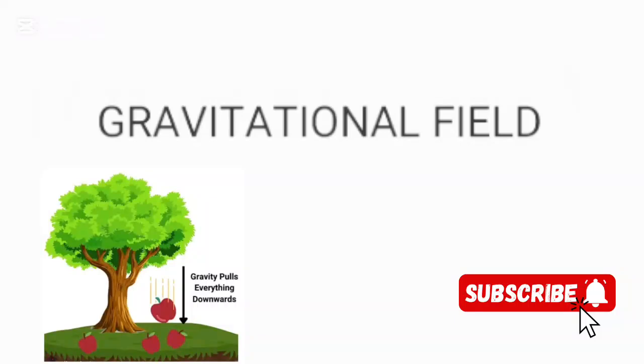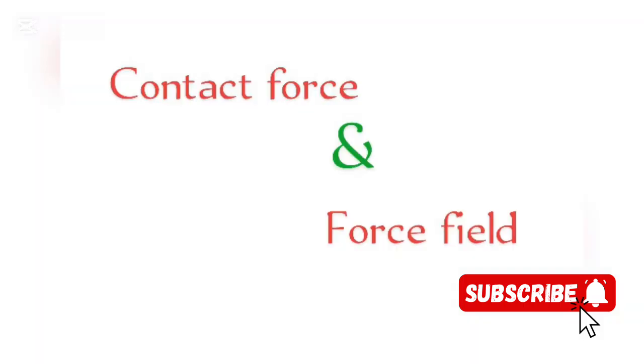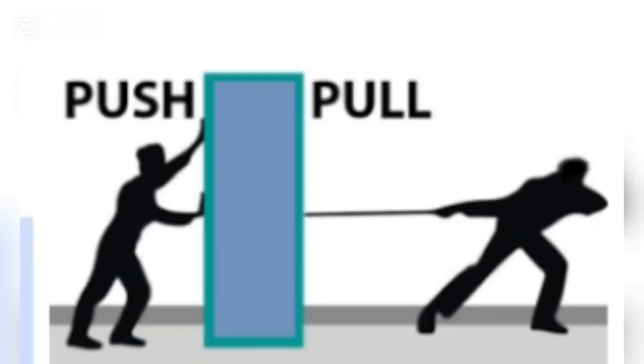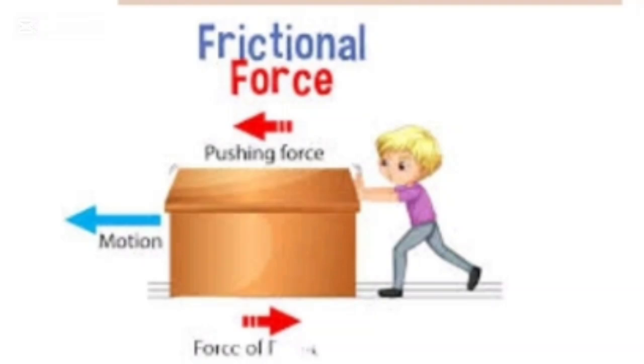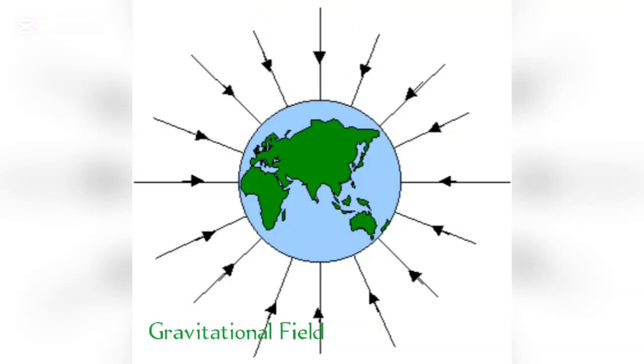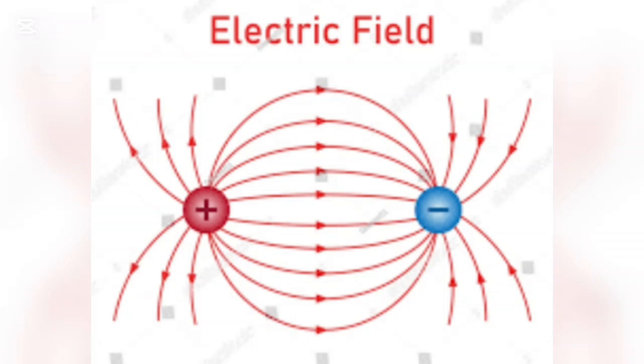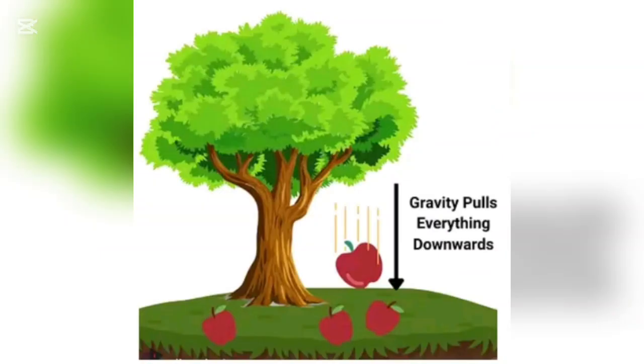Our topic today is gravitational field. We are familiar with the concept of force and field, but let's go over it briefly. Force is experienced in our everyday activities. In science, there are two types of forces: contact force and force field. Examples of contact force are push, pull, frictional force, etc. Examples of force field are gravitational field, magnetic field, and electric field. Gravitational field is the weakest.